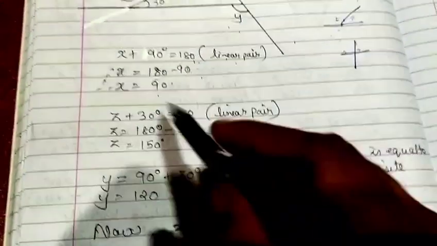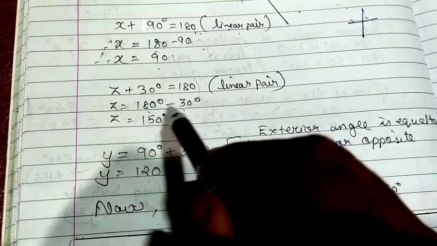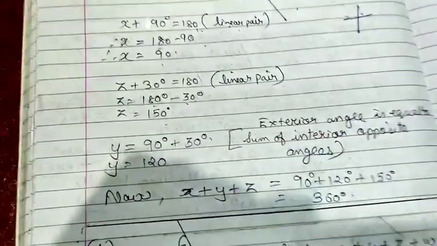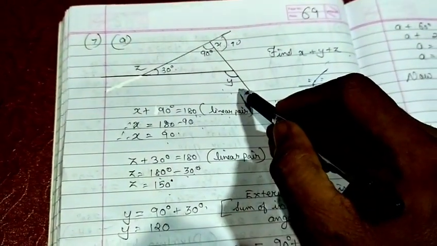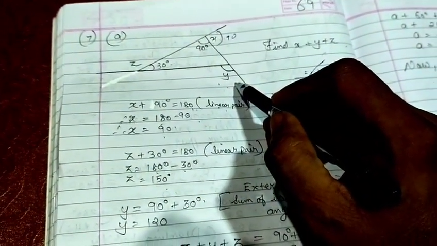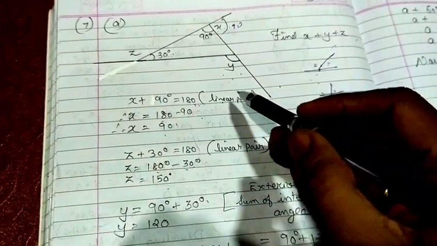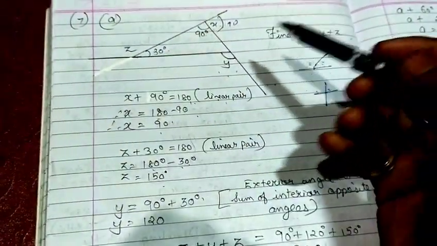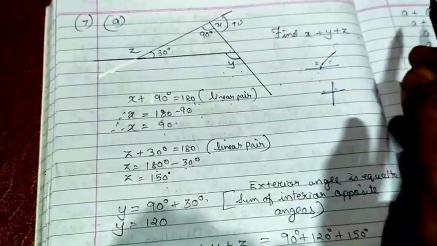Now when we transpose this 30 toward your right, the positive will become negative. 180 minus 30 gives 150. Then how to find this value of z? Now dear student, see here, the sum of the measures of the interior angles is 180.